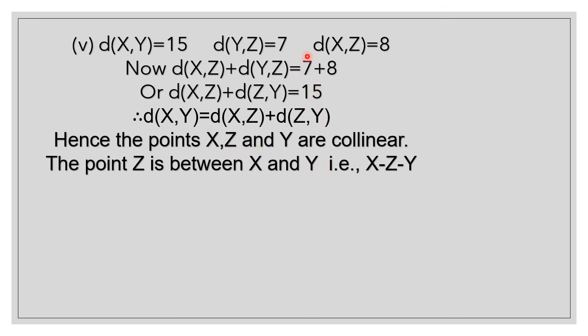So from here, as we are getting this sum equal to the third given distance, we will write that these three points are collinear. Now we have to decide which point is in between the other two points. For that, we observe that the point Z is common here. So from that, we can conclude that the point Z is in between X and Y. So what will we write on the next line? Yes, our points X, Y, Z are collinear, and the point Z is in between X and Y. And how will we write the betweenness? The point Z is in between X and Y.